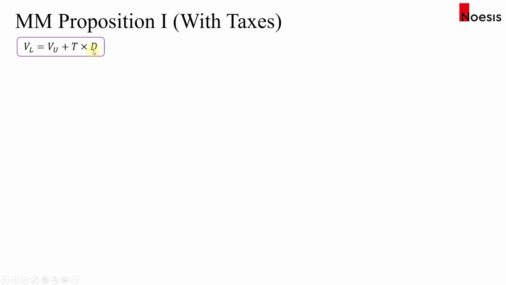So this proposition tells us that it is beneficial for the firm to use more debt, because the more debt you use, the higher the tax shield or the benefit from using debt. Okay, because interest is tax deductible. So the more debt you use, the higher the value of the levered company.